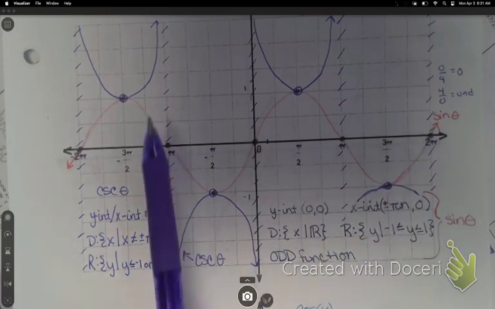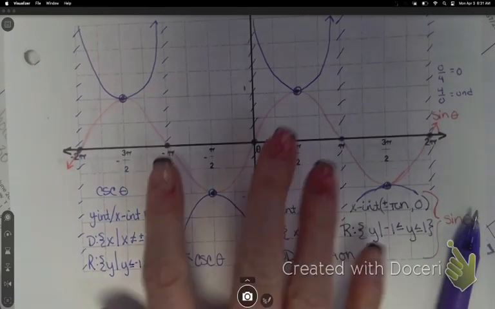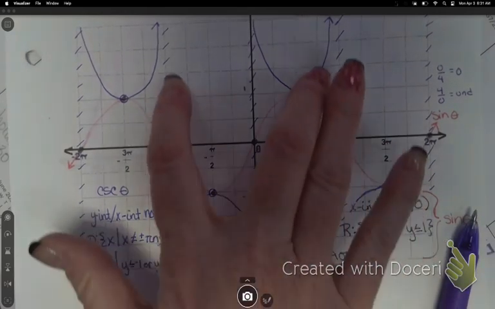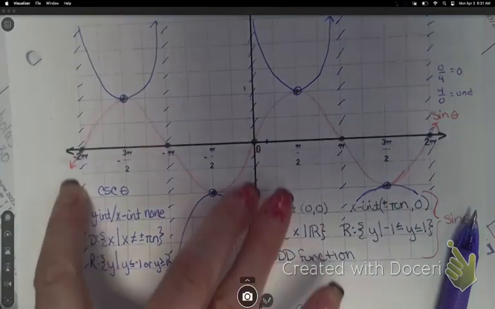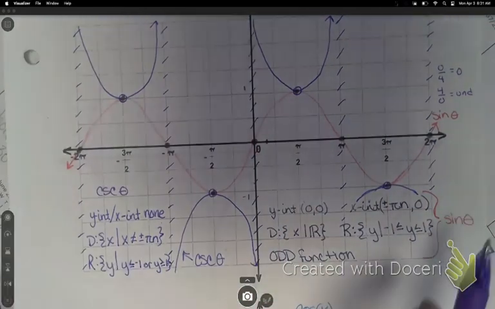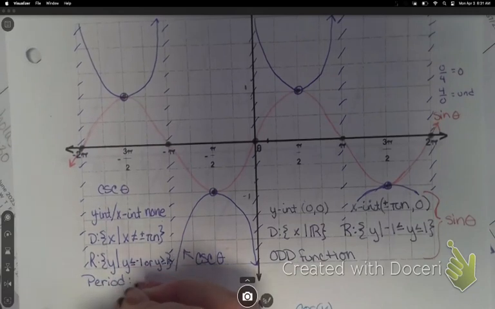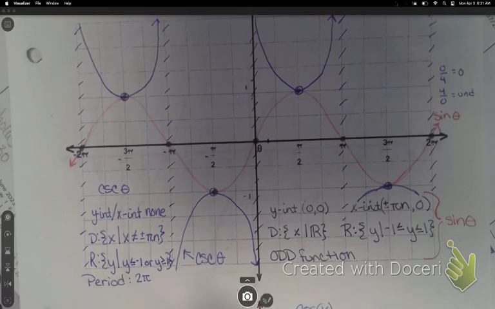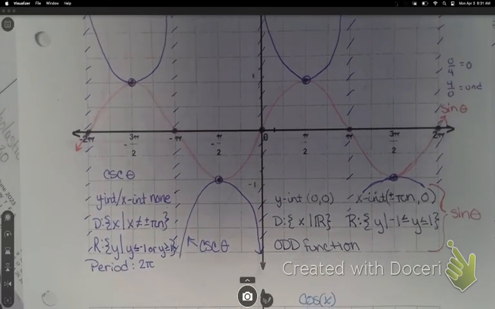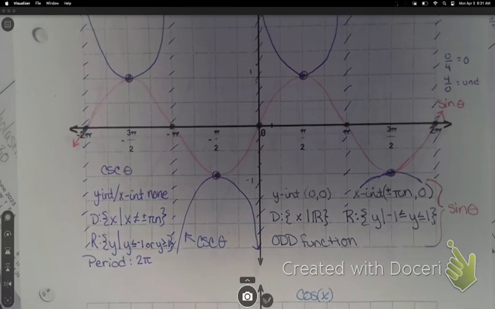Could that 2 pi be from negative pi to positive pi? Could it be in here? Yeah. Could it be here? Yeah. Any consecutive. So the period is 2 pi. Can you move the sheet up? Period is 2 pi.